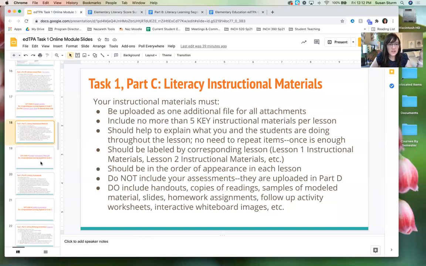So the next thing I look at after the lesson plans are the instructional materials. These are one file for all of them, no more than 5 pages per lesson. These should help explain what you and the students are doing throughout the lesson. You don't have to repeat the items. One time is enough. Lots of people like to, if you did the graphic organizer in 1, you put it with 2. You don't have to do that. Your scorer is going to understand that it's the same.